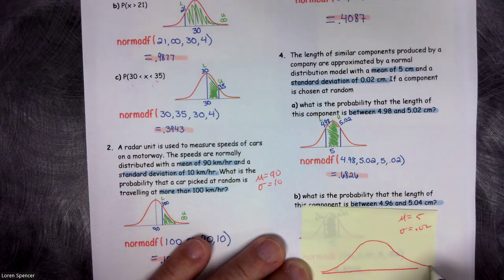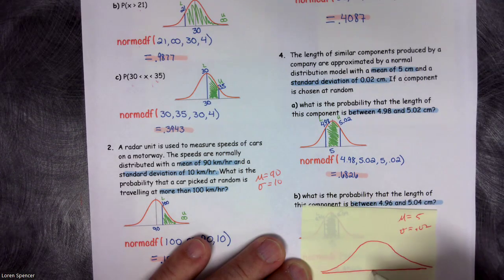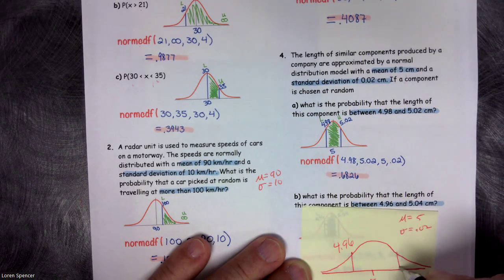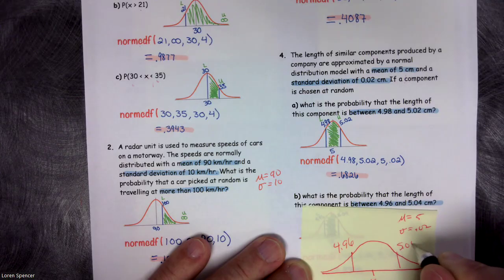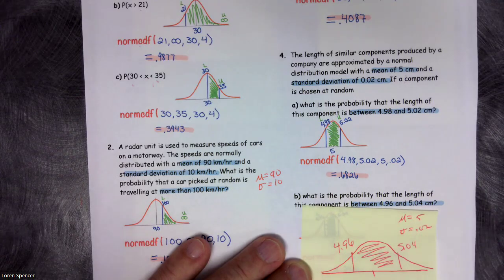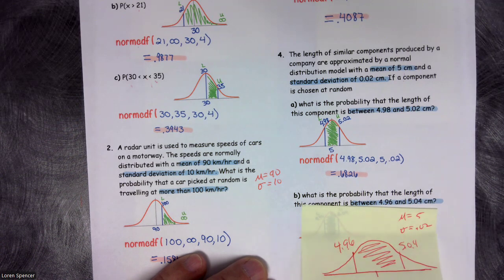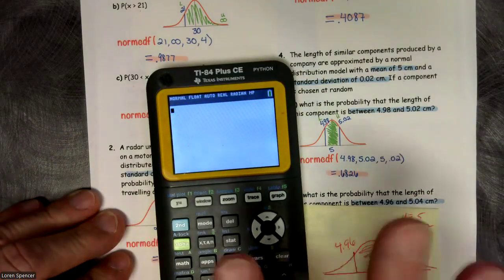Sketching that beautiful normal curve. And we have a mean of 5, a lower bound of 4.96, an upper bound of 5.04. We want to know the probabilities between that. That's my LUMO. So lower 4.96, upper 5.04. And I'm going to skip writing it.